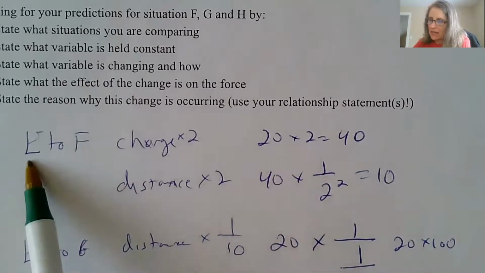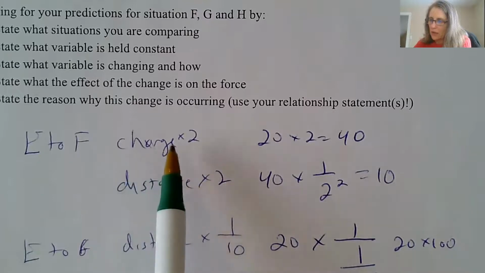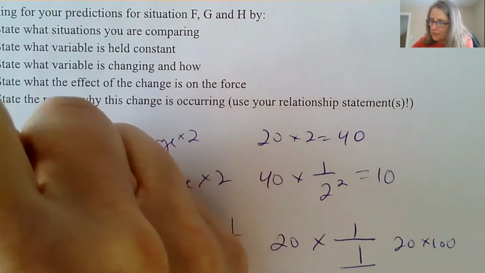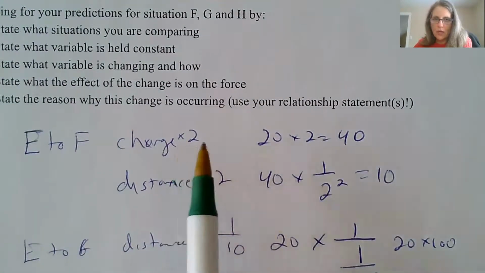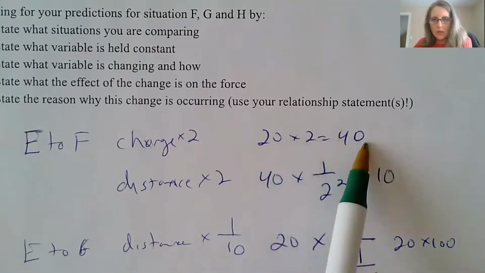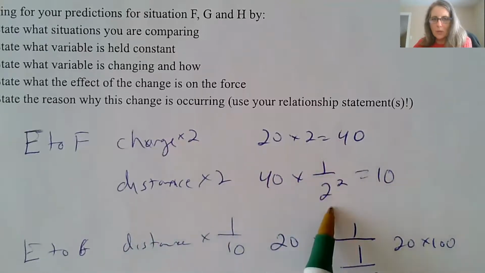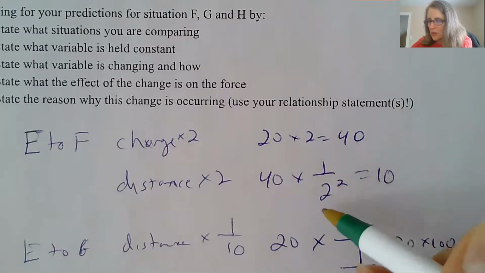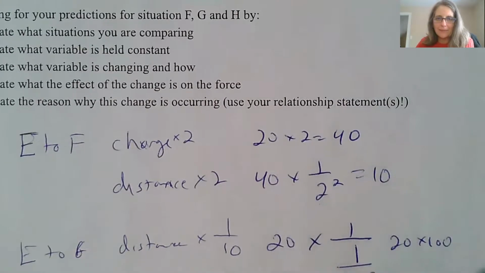So again, E to F, I am doubling charge number 2, okay? What you should always do with these types of problems, if you are doing both charge and distance, is always do charge first. So I am doubling my force, so it goes up to 40, and then distance is going up by a factor of 2, so it's going to be 1 over 2 squared. So then it's going to go down by a factor of 4, so that's why it ends up as 10.